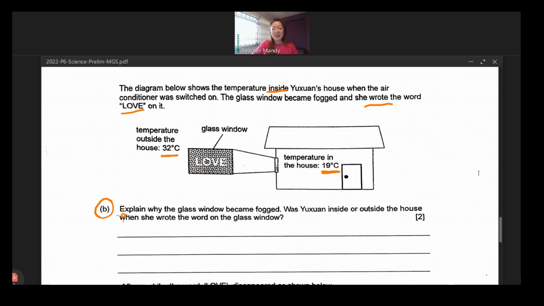Now, firstly, explain why it was fog. All right, that's 1 mark because in total it's a 2 mark question. So this 1 mark. Why was it fog? And was Yishan inside or outside the house when she wrote the word? So you're like, okay. Now, whenever you encounter questions on condensation, evaporation, or on heat and temperature, always think about, is it condensation? Is it evaporation first? What is the process that they are mentioning here? Over here, this is definitely a question on condensation.